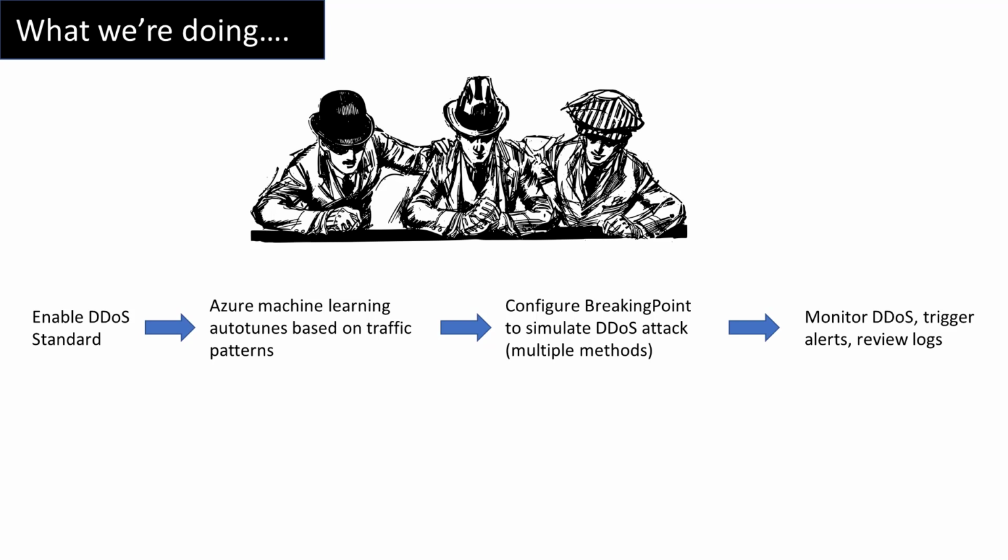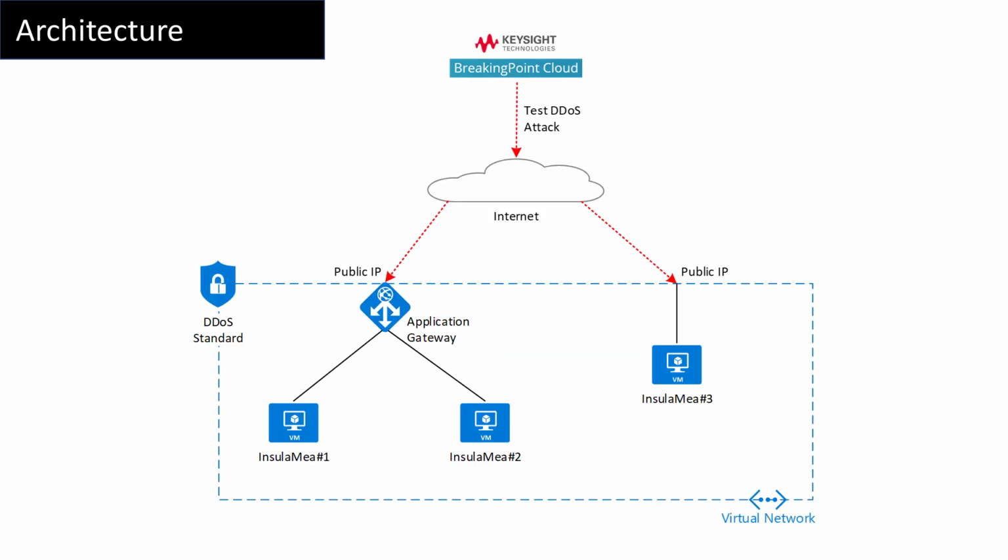on traffic patterns. So for our test environment today, we've got two web servers, Insulamea 1 and Insulamea 2, that are behind an application gateway. And so the public IP of the application gateway is what we're going to attack. You can use DDoS Standard in front of application gateways, load balancers, public-facing web servers, and third-party NVAs.